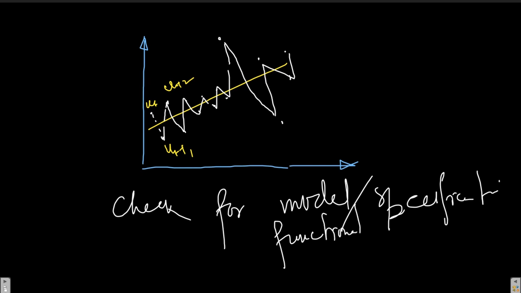All right, so this is the introduction to autocorrelation, and in the next lecture we are going to give an example of autocorrelation. Thank you.